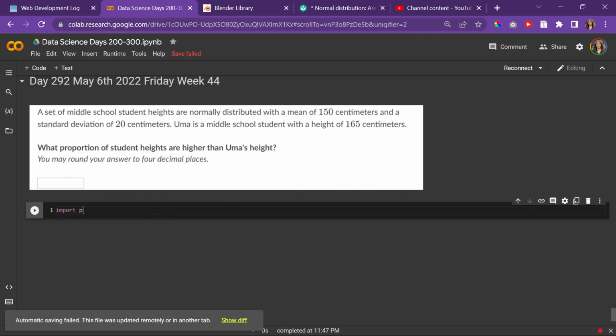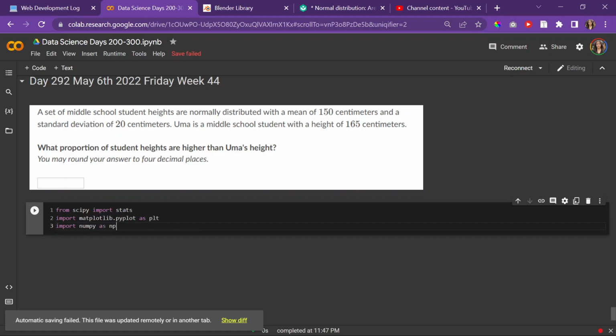So I'm going to do import. Actually, I'll start with from SciPy import stats, and then import matplotlib.pyplot as plt, and then import numpy as np. These are basically libraries. You can think of libraries filled with functions that are already written for us that we can just call and use. SciPy is kind of like a stats library, and I'm importing stats, and that's how we're going to get our normal distribution.